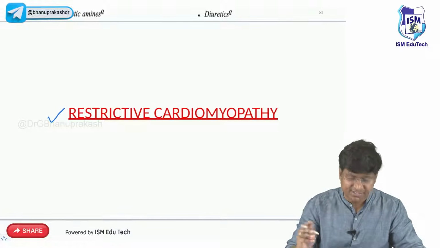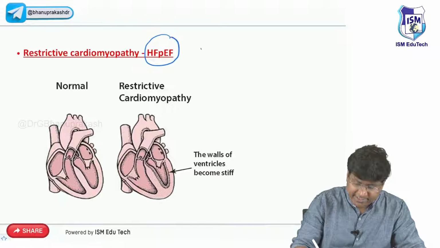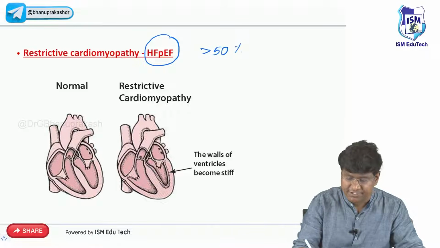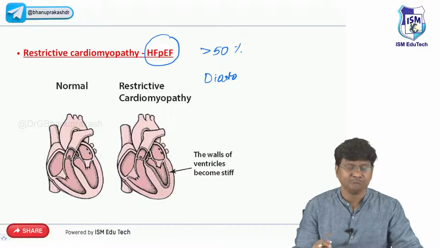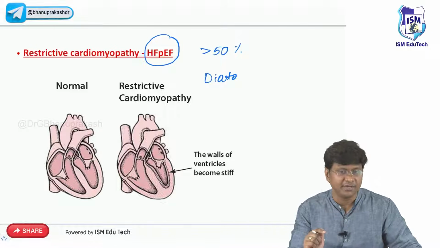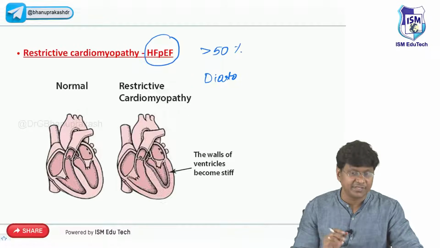Then next is restrictive cardiomyopathy. Restrictive cardiomyopathy is also a scenario of heart failure with preserved ejection fraction, right? That means it is a scenario of diastolic dysfunction. Now, in restrictive cardiomyopathy, what happens exactly is that some abnormal material comes and gets accumulated within the myocardium.